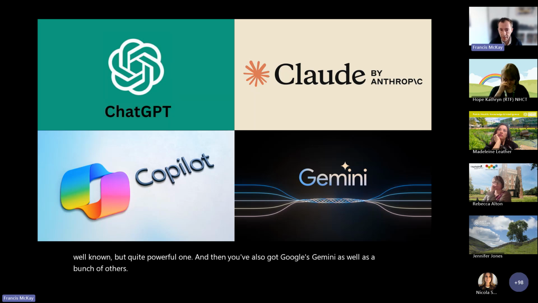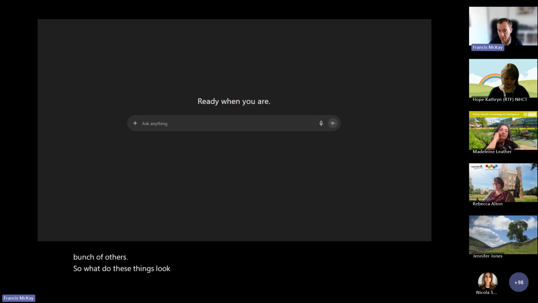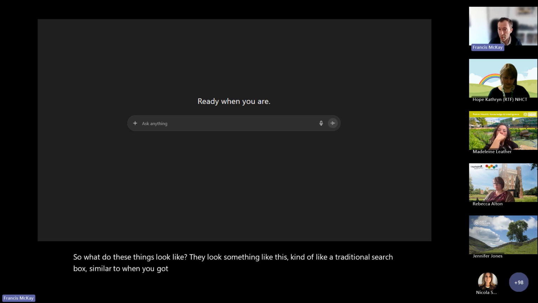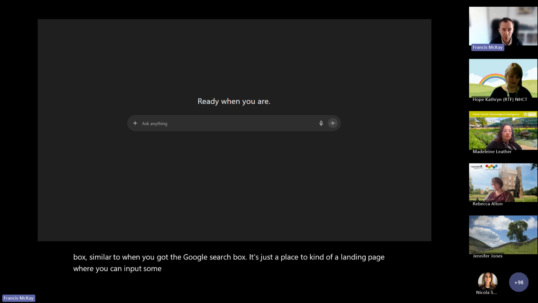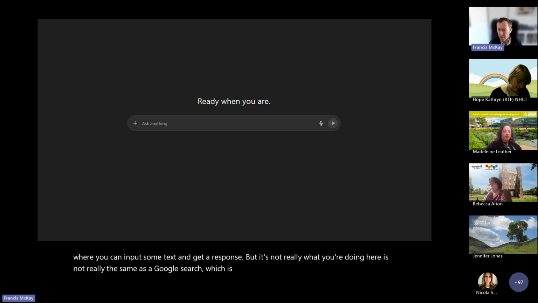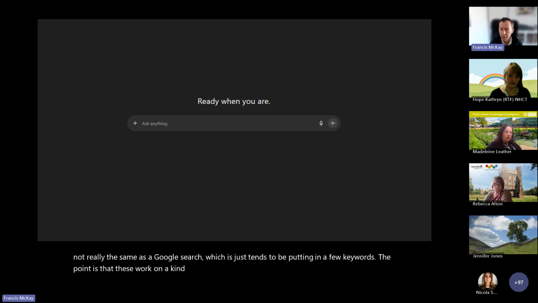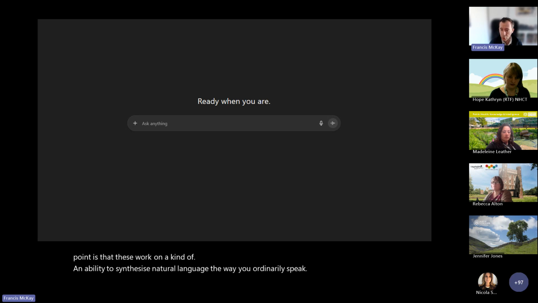So what do these things look like? Well, they look something like this, kind of like a traditional search box, similar to the Google search box. It's a landing page where you can input some text and get a response. But what you're doing here is not really the same as a Google search, which tends to be putting in a few keywords. The point is that these work on an ability to synthesize natural language, the way you ordinarily speak. And then they produce a response in a way that's understandable at that level.